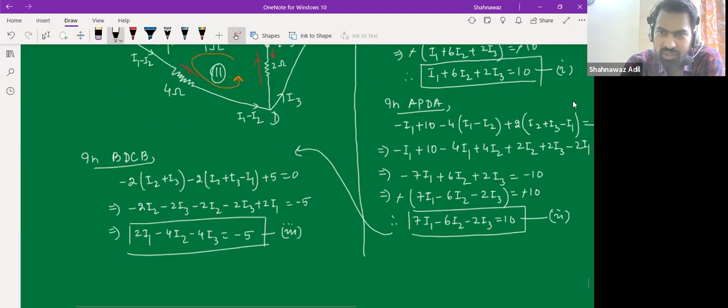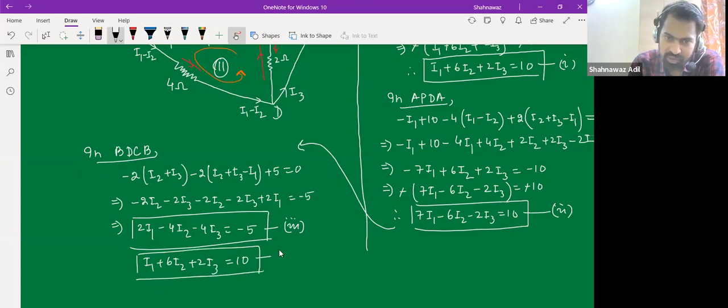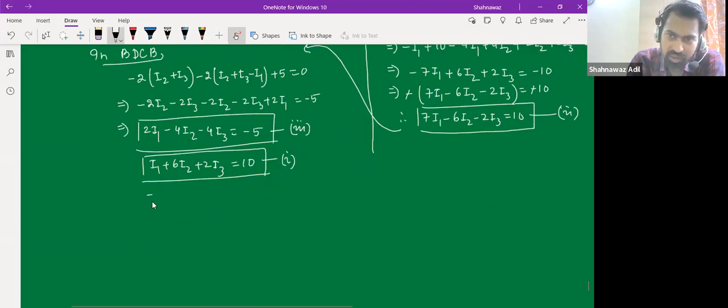Okay. So first one is I1 plus 6I2 plus 2I3, and this is 10. Okay. And this is the first equation. And then we have 7I1 minus 6I2 minus 2I3. This is our second equation.